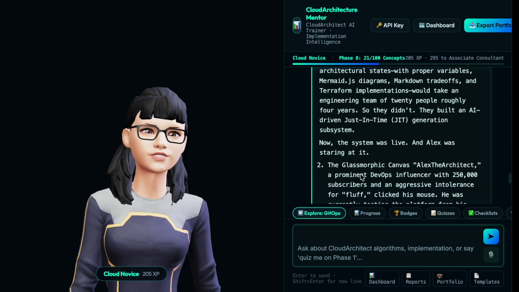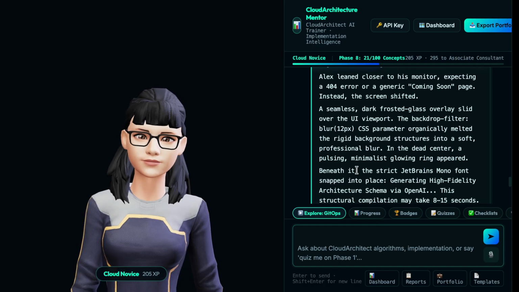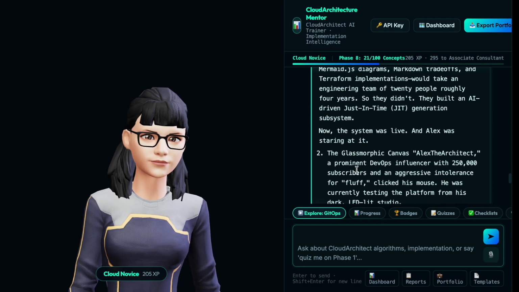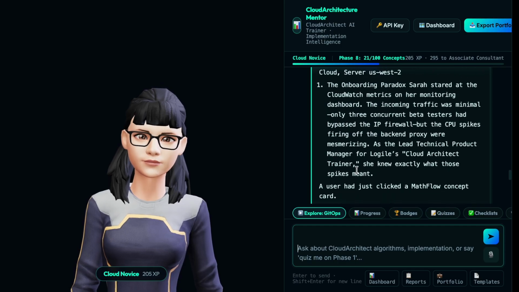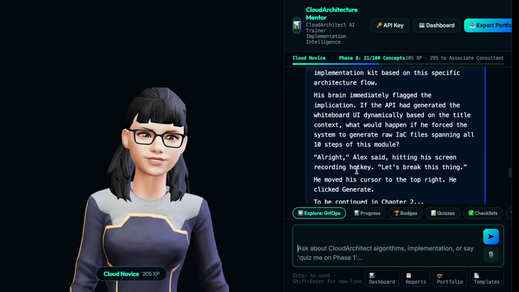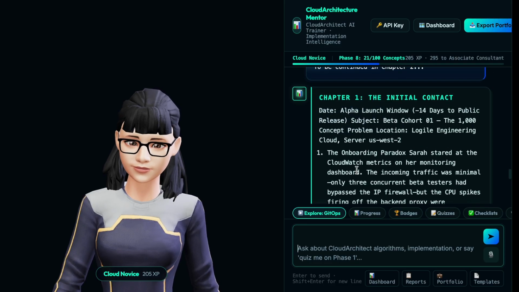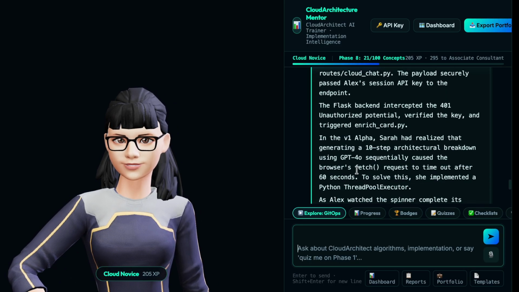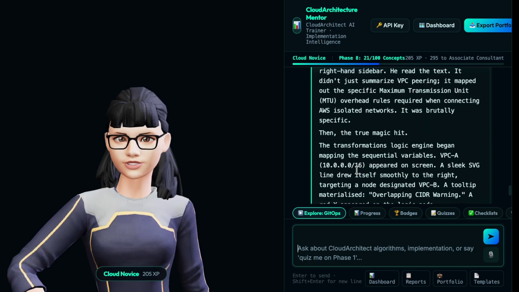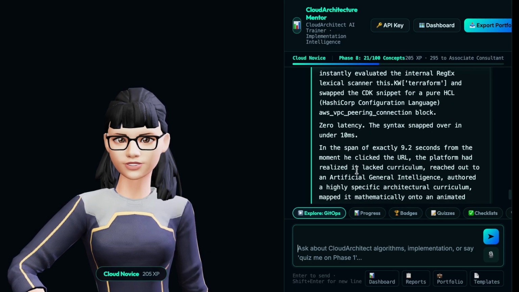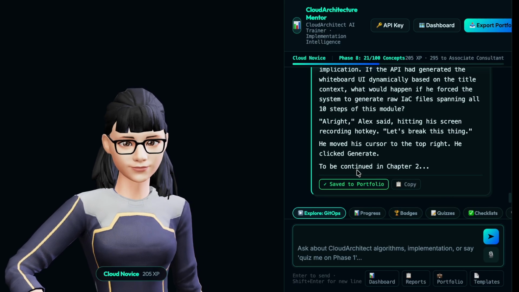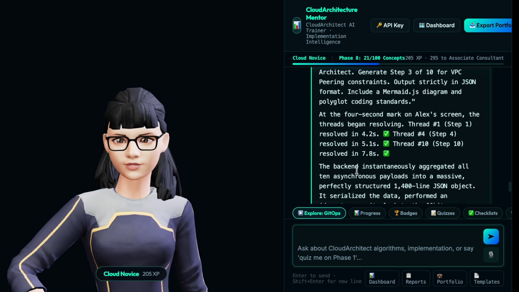He had navigated through the central hub UI. The sidebar was clean. He saw his XP bar: Cloud Novice, 0/50 XP. He triggered the next module in Phase 1, CC-8016, VPC peering architectures. The URL flipped to MathFlow.